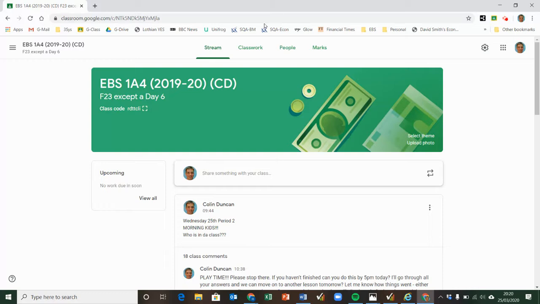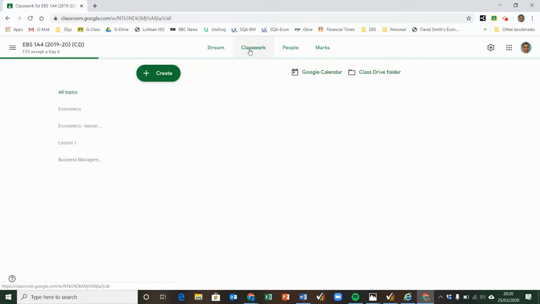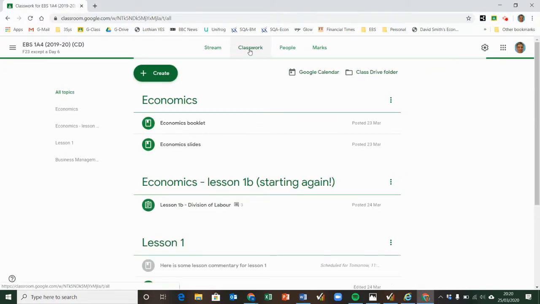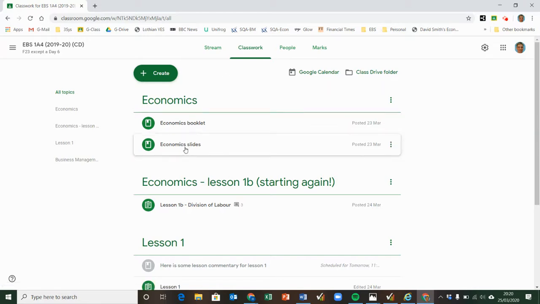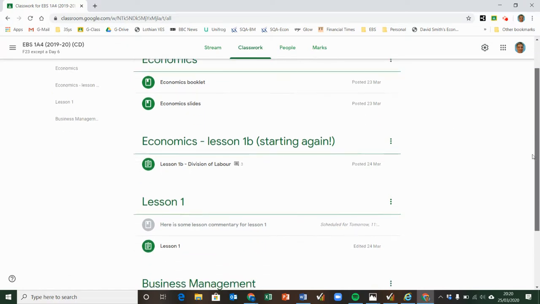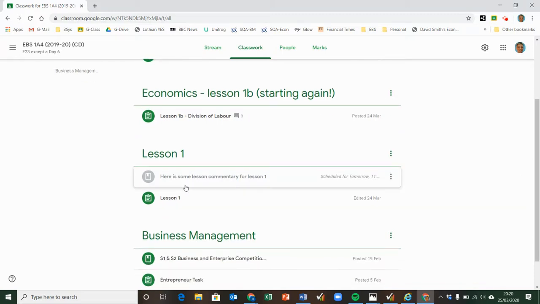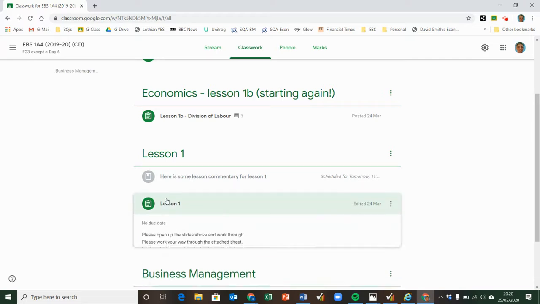Now, what we need to do is you have to go to classwork, which you should have found because you've got this. Now, we can see there's the economics booklet. That's a copy of what you've already got. And we've got economics slides here, but we'll get into them in a moment. You'll see here, this will be green when you're watching it, and that's obviously where you're hearing me from. Anyway, click on lesson one.